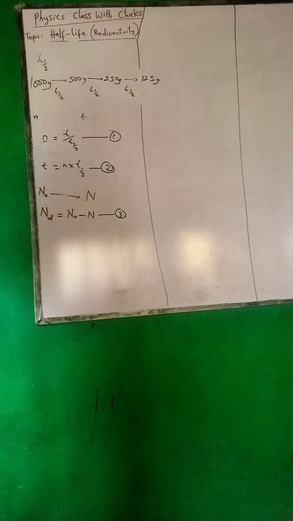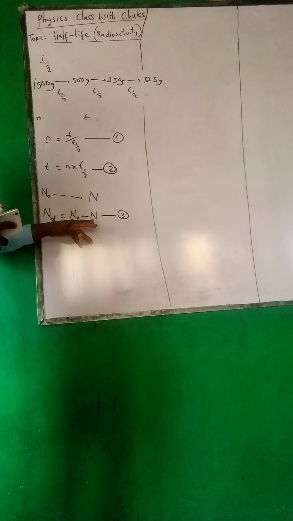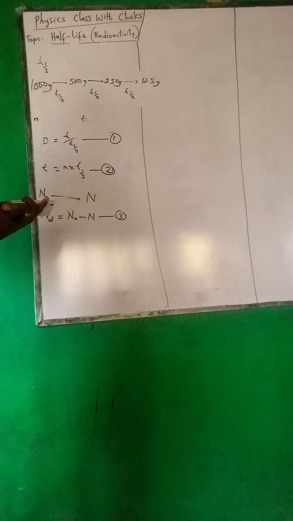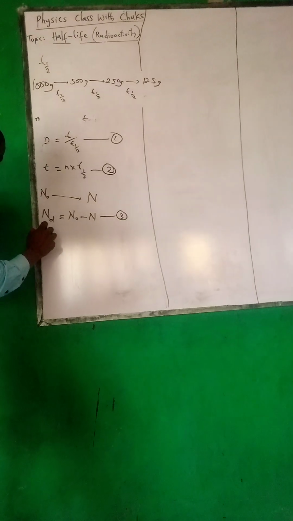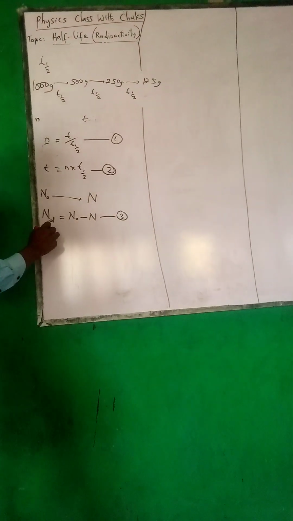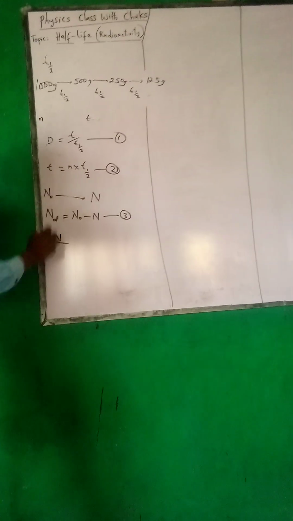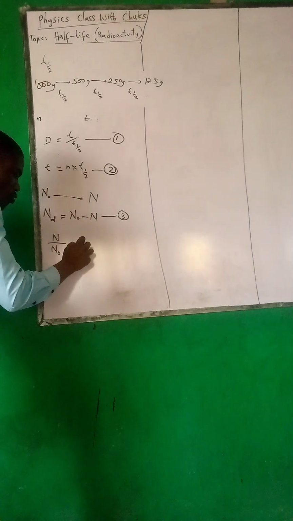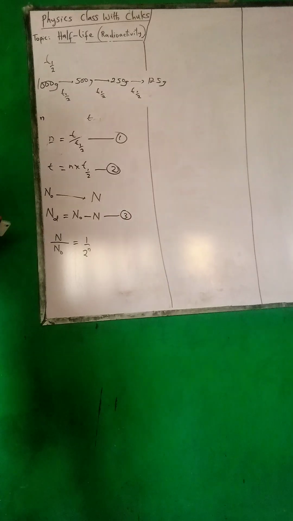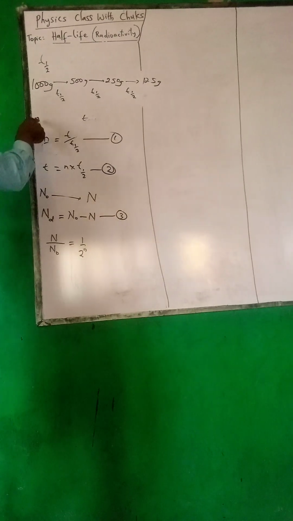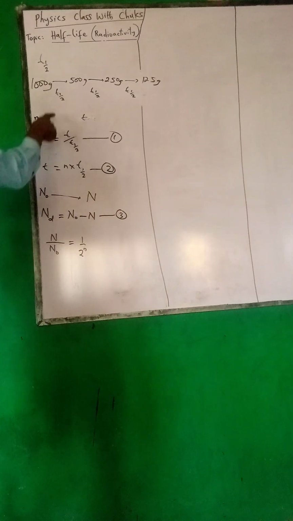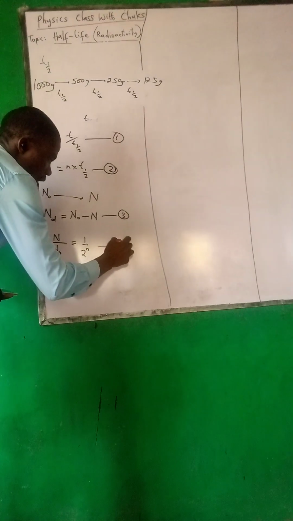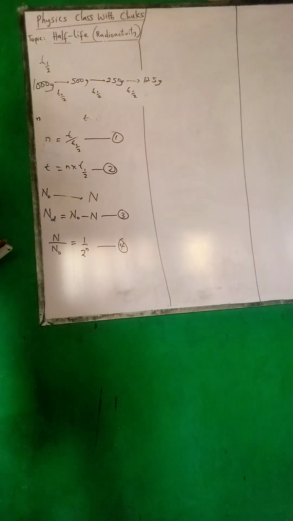Then what if I'm asked to get the fraction of the amount that remains? The fraction of the amount that remains will be the amount remaining all over initial amount, equal to one half to the power n, where small n is the number of half-lives. And this will be my equation number 4.